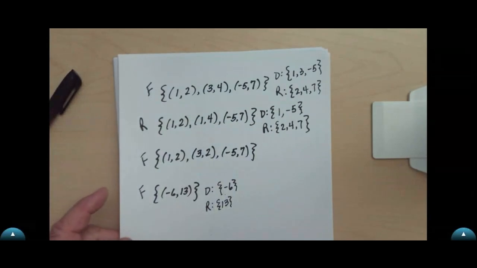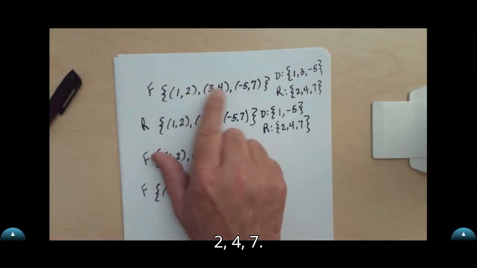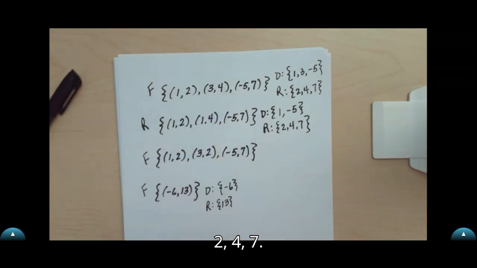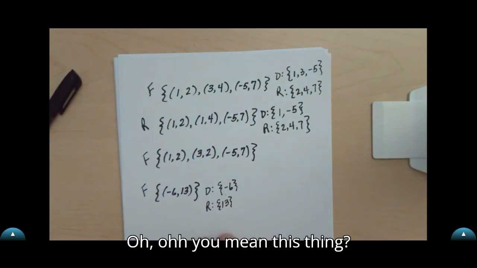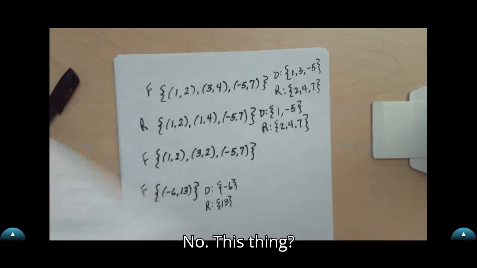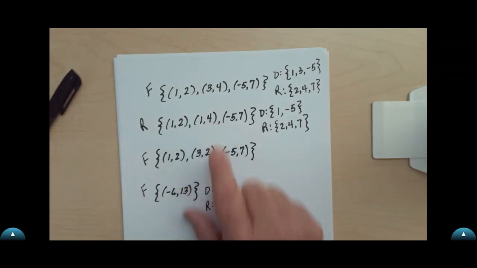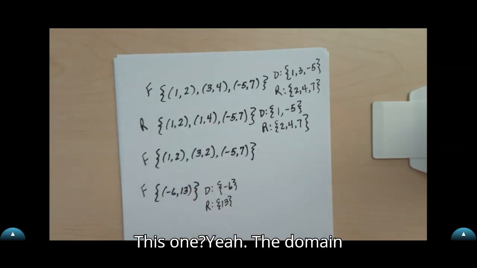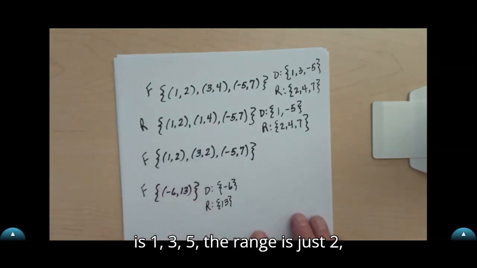The range on the top one, it's going to be 2 and 7, right? No, 4, the one above. The one that we just did, the one above. Oh, the 2 and 7. You mean this thing? No, this thing? Yeah, the bottom one. That one? Yeah. The range is 2, 7. The domain is 1, 3, -5. The range is just 2, 7. Okay.